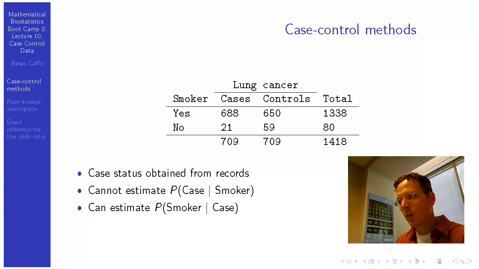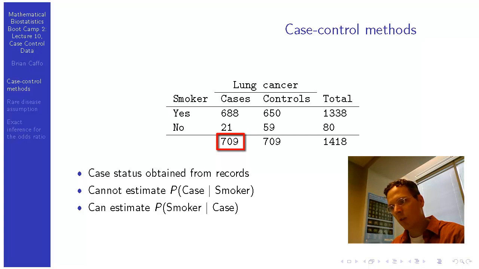A much easier experiment would be to go to hospital records and find a bunch of people that were cases that had lung cancer. Let's say in this case we found 709 of them. And then we also found 709 controls that were at some level comparable. And then we retrospectively determined whether or not they were smokers. Now in this case the 709 is fixed, and it's whether or not they were a smoker that has the ability to vary.